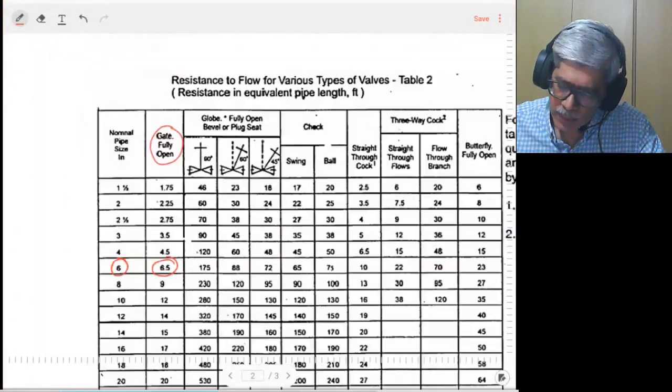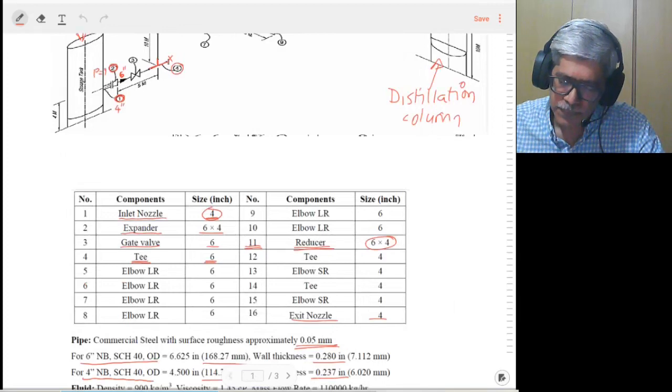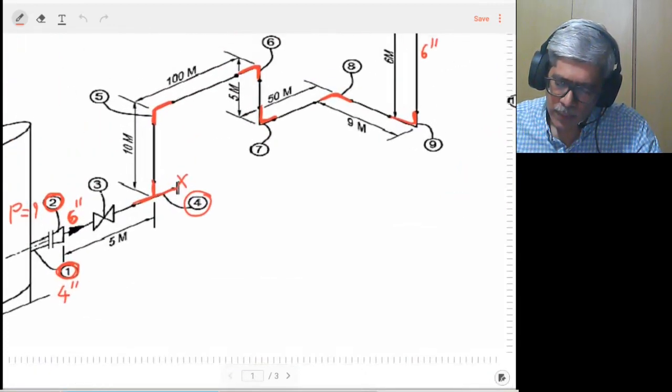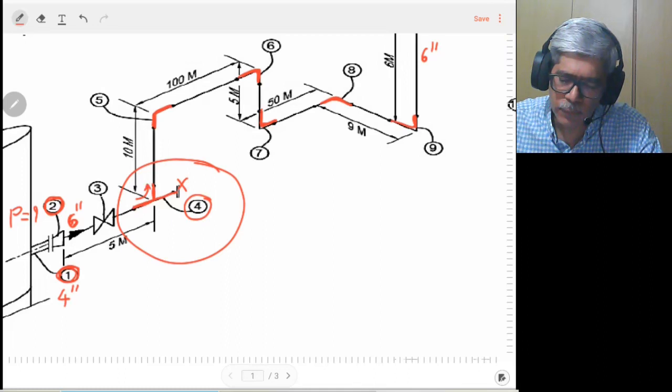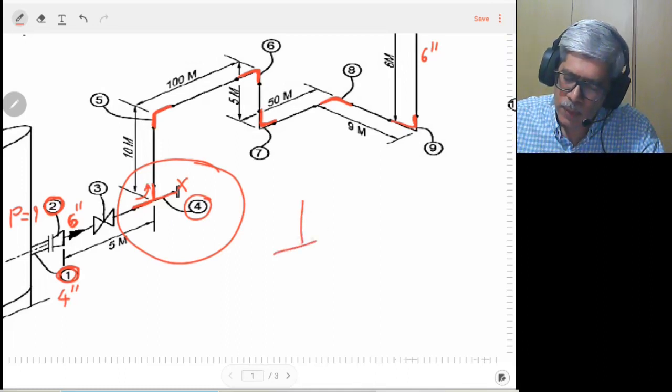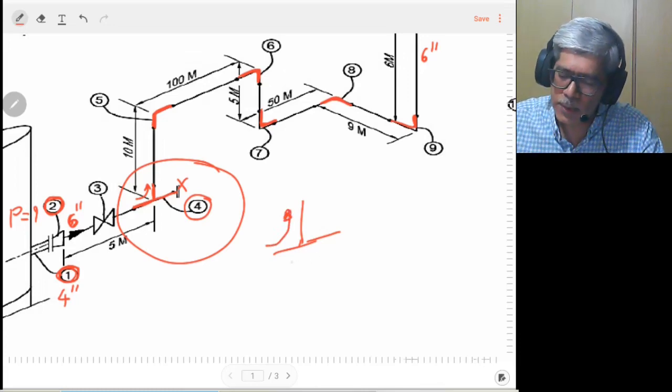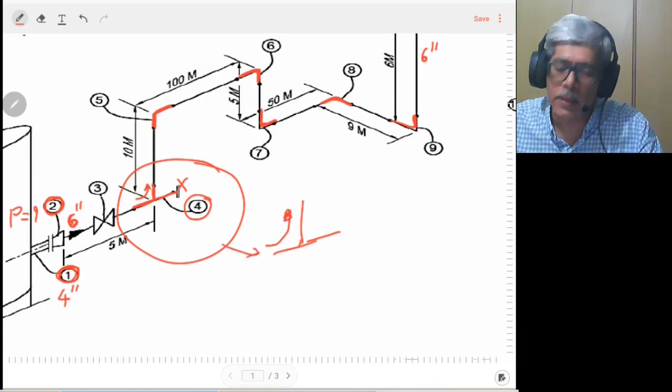So if you look at our pipeline, we are looking at this particular T. In this particular T, the flow is going from main line to the branch line. So we have to consider the equivalent length corresponding to this condition.